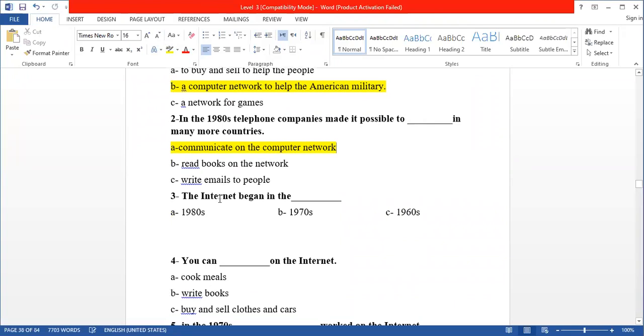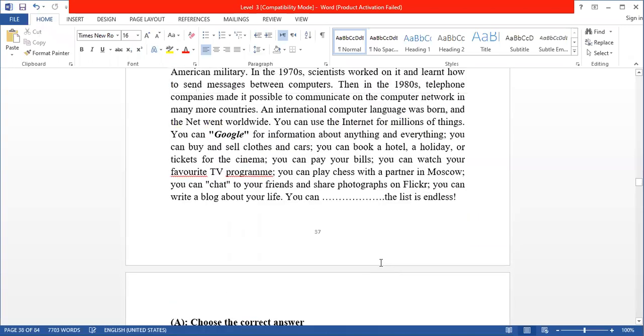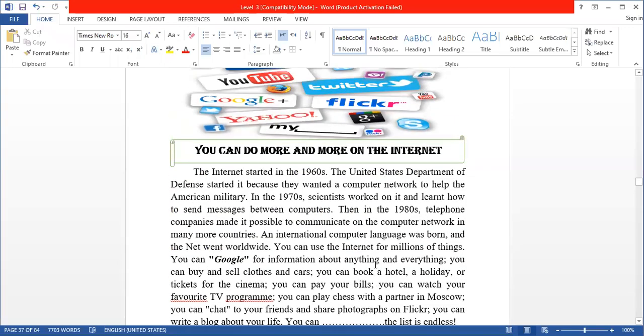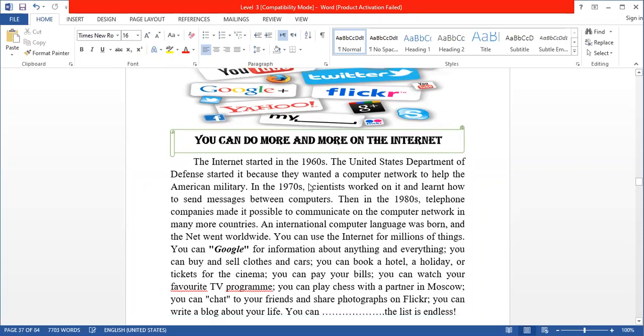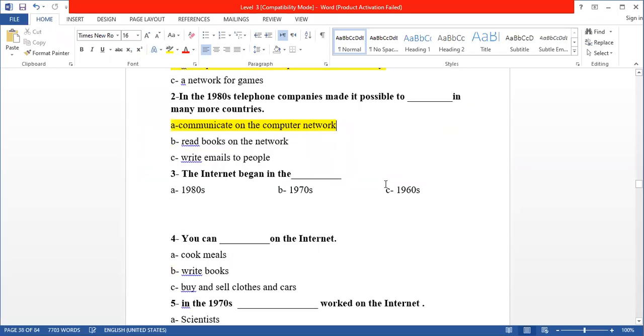Three, the internet began in the 1980s, 1970s, or 1960s. In the history, when did the internet start? 1960s.